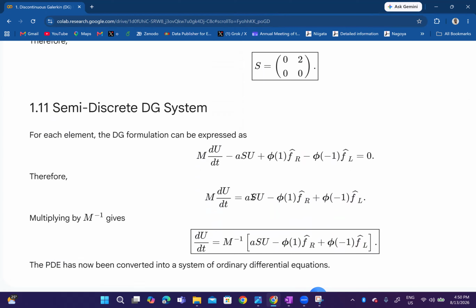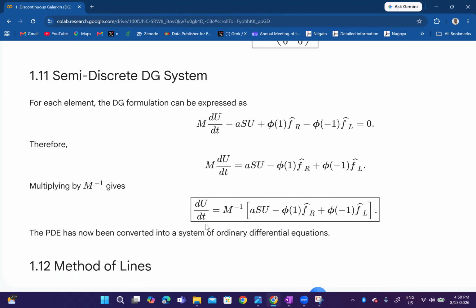And if you multiply by M inverse, so du/dt multiplied by M inverse, M inverse will cancel this out. So we have M inverse multiplied by this whole thing. So the PDE has now been converted into a system of ordinary differential equations.